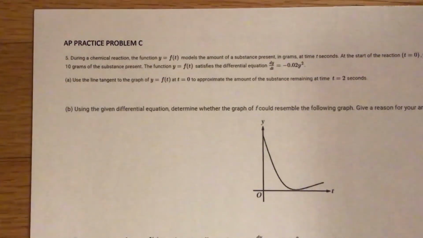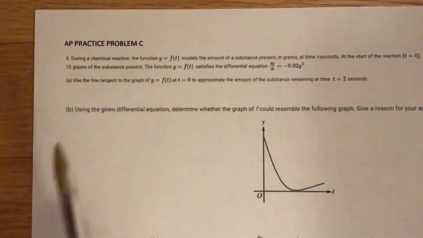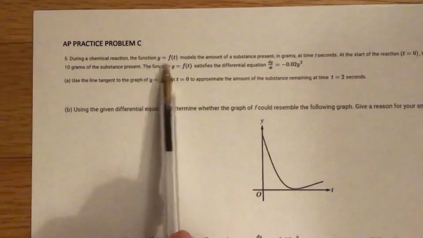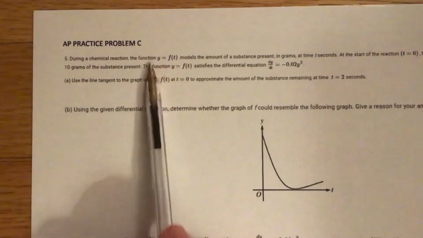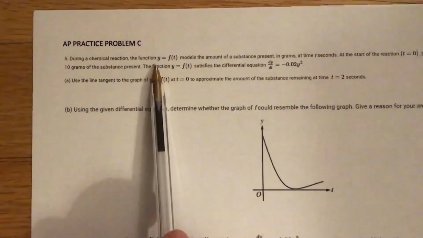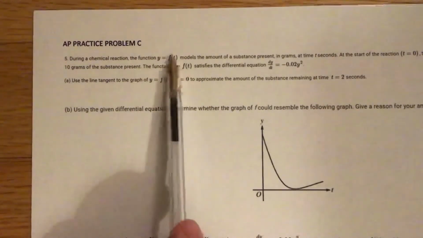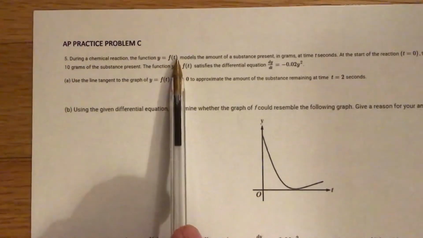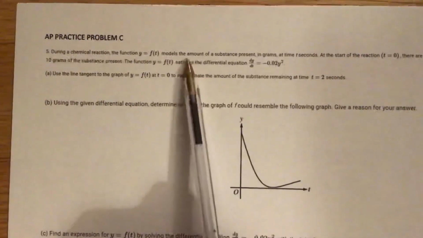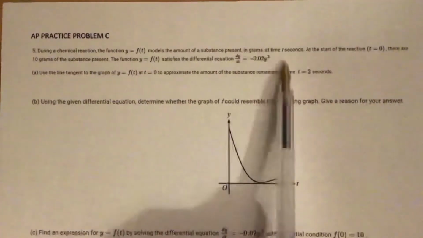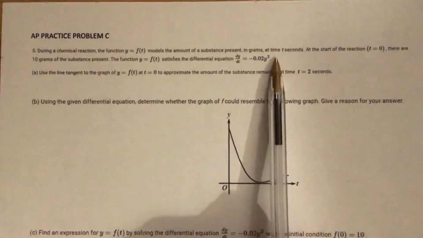Purpose of this video is to go over AP Practice Problem C. In this problem, they talk about a chemical reaction that can be modeled by a function. They don't tell you what the function is, but basically the amount out is modeled by some function of time. And they tell us that the amount we're getting, which is the y value, is in grams, and that t is time in seconds.